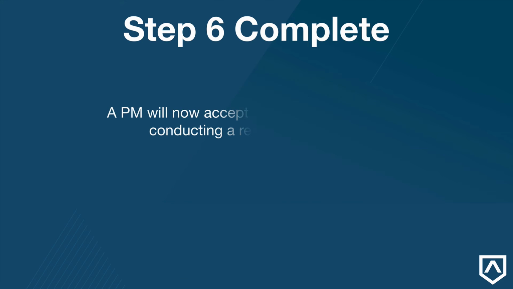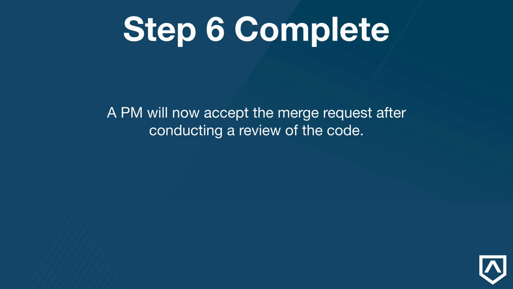As a project manager, to mark the work as complete, you will now need to accept the merge request after conducting a review of the code. So you're going to go in and do your review, and then once you accept the changes, the student's project is deemed ready for submission. Okay? So at that point, the student has completely completed everything, and you have had a chance as a PM to go in and review things and merge it back into the master branch.